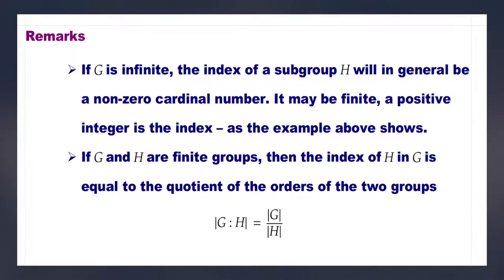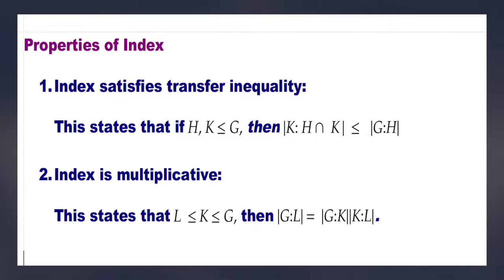The index of H in G is equal to the cardinality of G divided by the cardinality of H. Next is the properties of index. Index satisfies the transfer inequality. This states that if H, K are subgroups of G, then the index of H intersection K in K is less than or equal to the index of H in G.